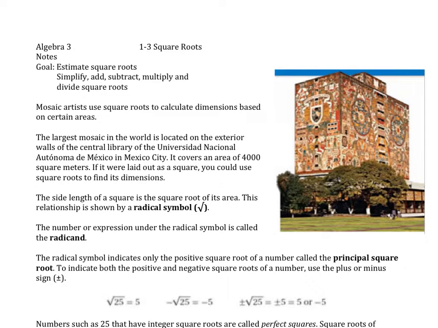This lesson is about square roots. We're going to estimate square roots, we're going to simplify, add, subtract, multiply, and divide.